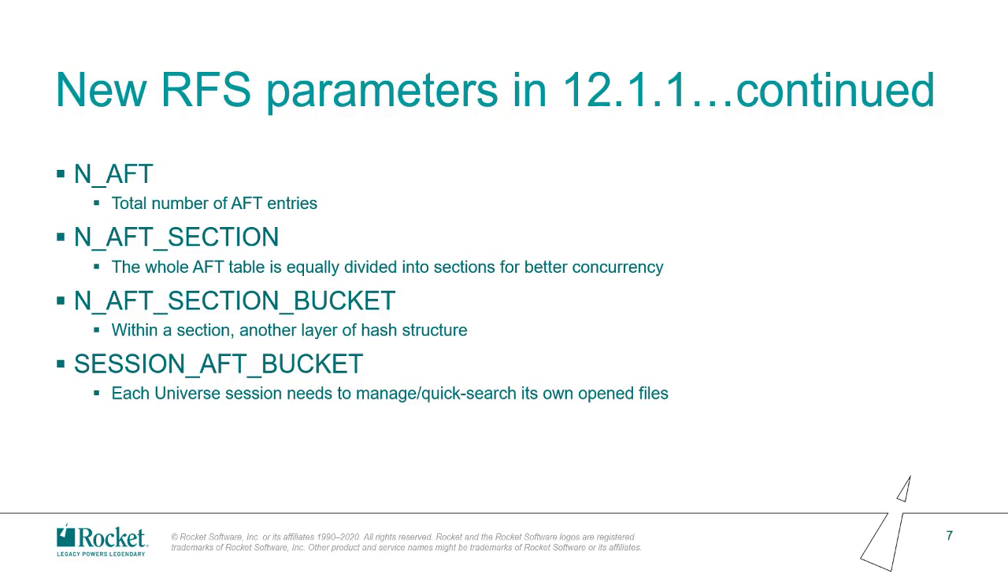The fourth parameter is used by the local UniVerse process. It is used to determine if a recoverable file is opened by the current local process. We need to have a mechanism to locally search if a file is open or not by the current process.